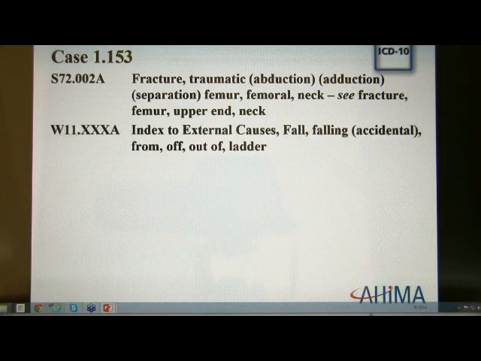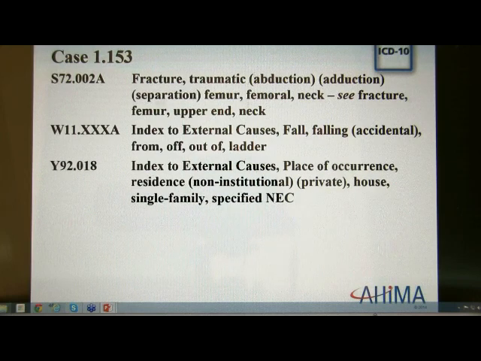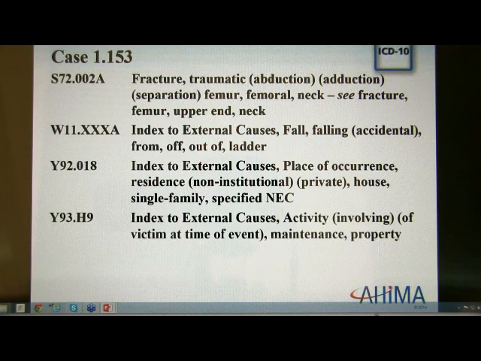So there's the code for falling off the ladder. You'll notice this code also has a 7th character for that encounter type. So this is an initial encounter, and that's why we see that A present. Next, we want to tell whoever's looking where this injury happened. So this patient was at home, and so we're going to pull up that the patient was in a house, single-family residence.